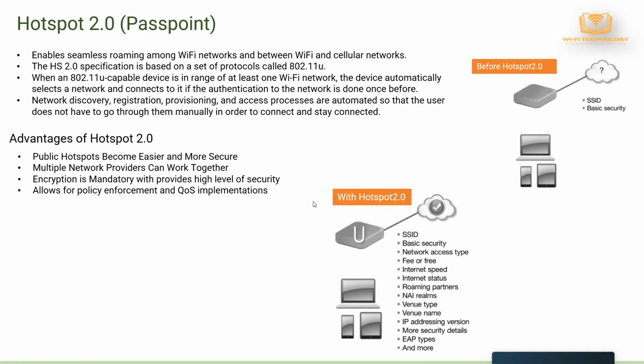So advantages of Hotspot 2.0: public hotspots become easier and more secure. Once the authentication is done, all the traffic is encrypted. None of it goes over the air in the clear, unlike what happens in airports right now. When you connect at an airport, if you're not on a Hotspot network or on an OpenRoaming network, then your data is not encrypted. But when you're on a Hotspot 2.0 network, all the data is encrypted. Encryption is mandatory and it provides a high level of security. And you can bring multiple network providers together, and they can all work together to create a seamless mobility and connectivity experience for the end user.